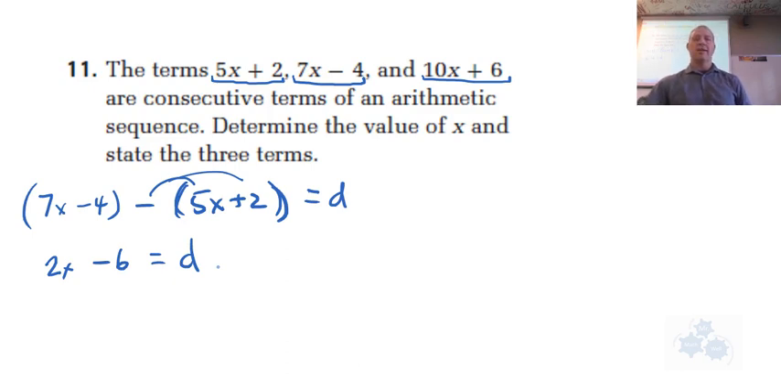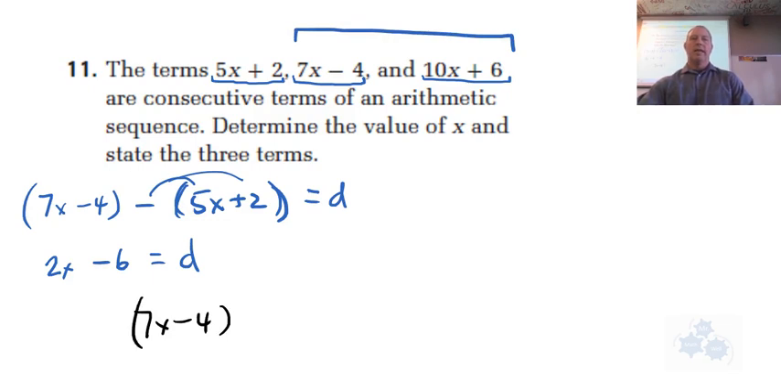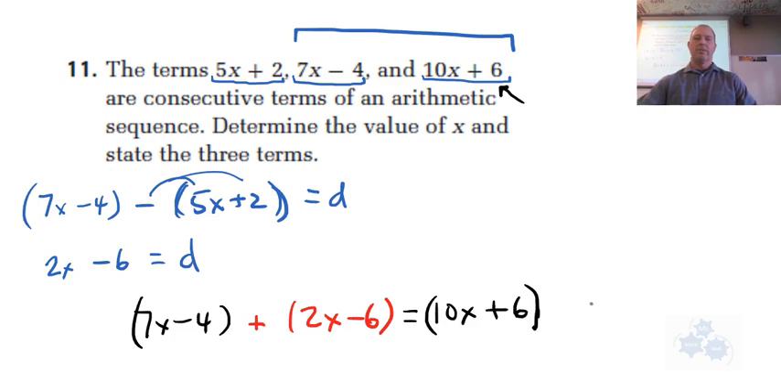In an arithmetic sequence, I could take one term and add the common difference to get the next term. You could take any of these terms, the first and second, and add the common difference to equal the next term. Let's take these two as an example. I'll change pens here. I'm going to go 7x minus 4, and add my common difference, 2x minus 6. That should give me the value of the next term, 10x plus 6. So in an arithmetic sequence, you take one term, add the common difference, and you get the next term.